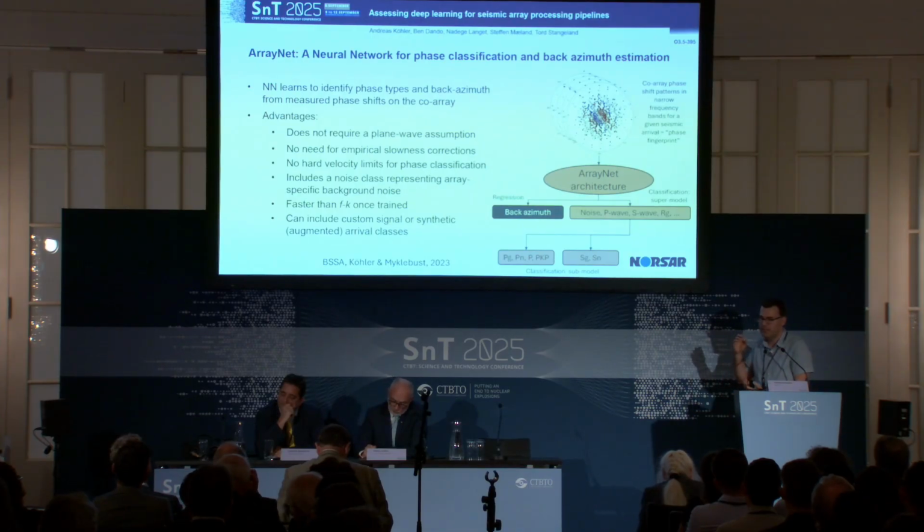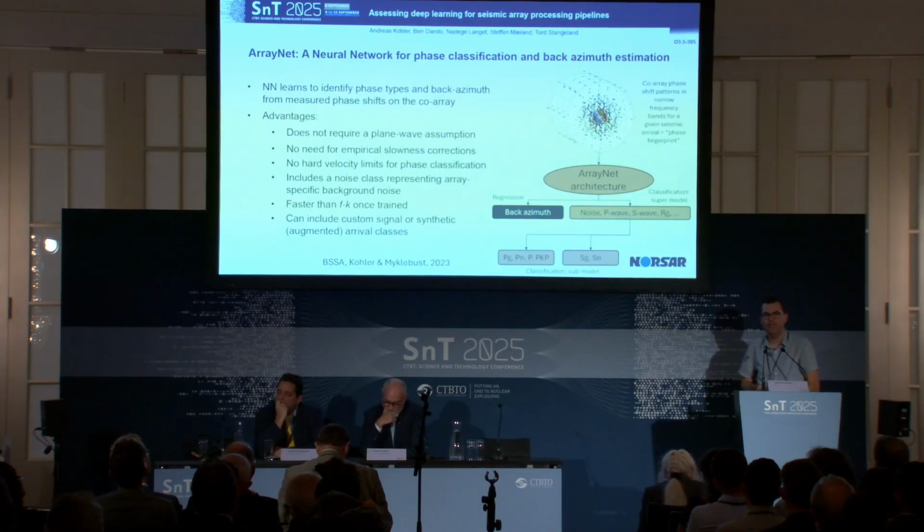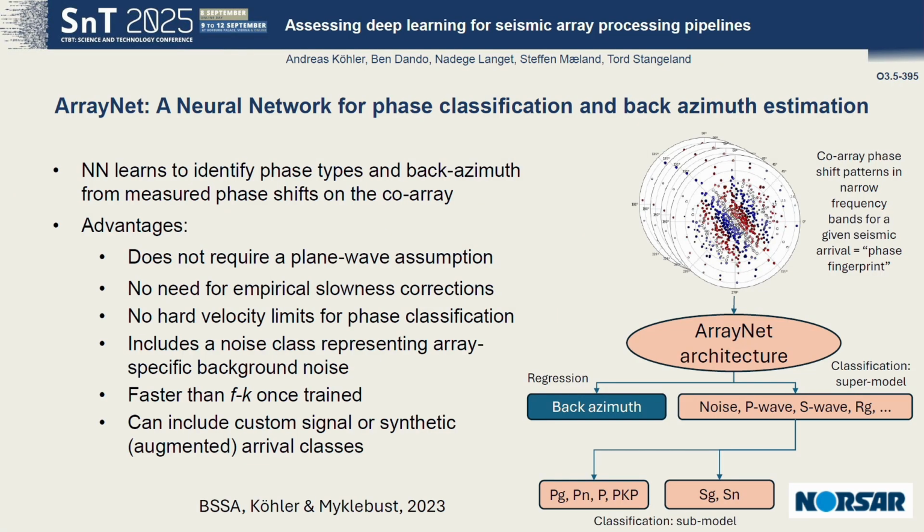So the network takes as an input, basically, these phase differences observed between all the array stations. This is shown in this upper plot there. So these are basically time differences or phase differences in the frequency domain. And these are used to train a neural network to classify the phase type and to estimate the back azimuth.